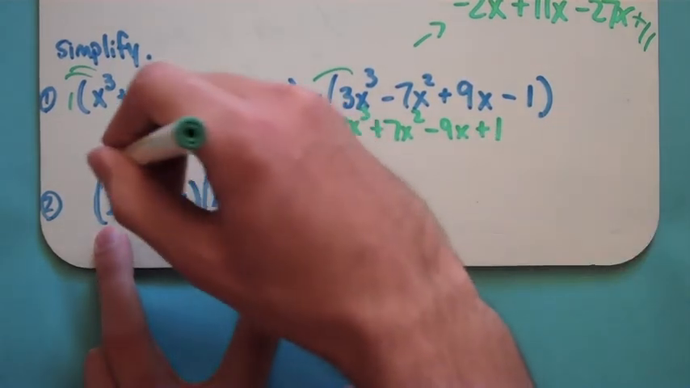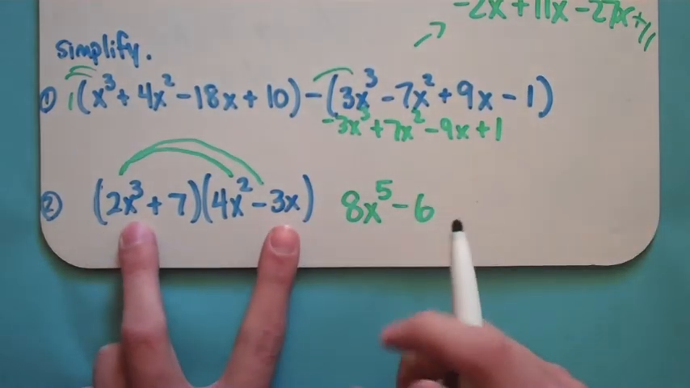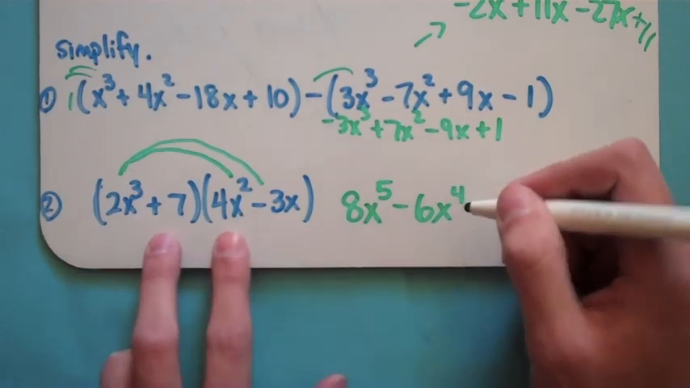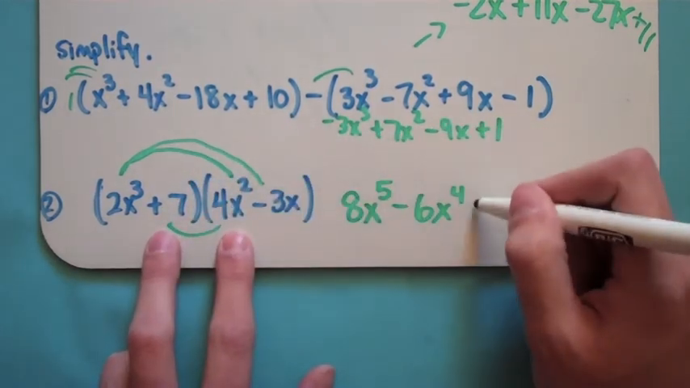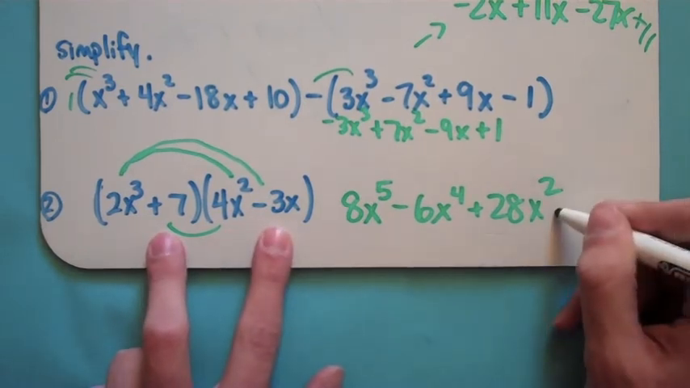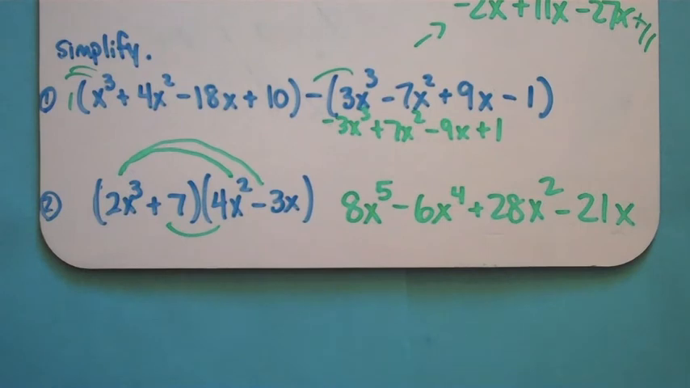On my next one here, I'm going to get negative 6 x to the third and x. Altogether, we have 4 x's being multiplied. On this guy, we get plus 28x squared. And finally, minus 21x. Nothing to combine afterwards, so we're just done with our problem. That's all there is to adding, subtracting, multiplying polynomials.